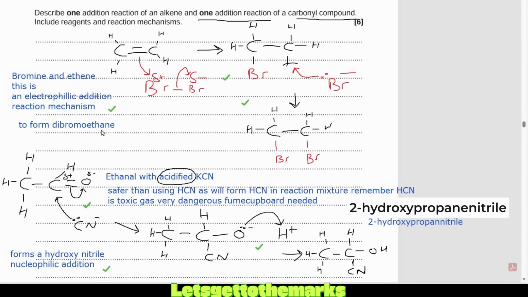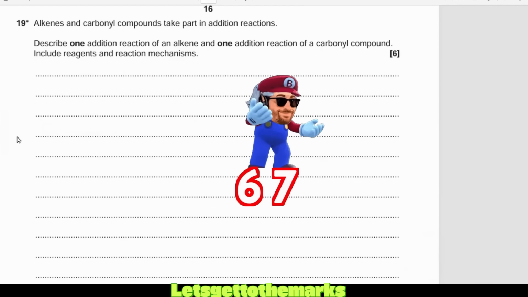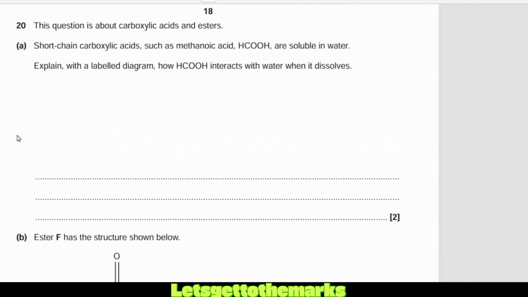Okay, let's move on and smash out another question. That'll get you all of the 6 marks. Okay, for this one, this question is about carboxylic acids and esters. Why don't you pause the video and have a go at this first one? Explain with a labeled diagram how HCOOH, that's methanoic acid, interacts with water when it dissolves. So they want you to draw a labeled diagram, and that'll get you 2 marks. Why don't you pause the video, have a go?